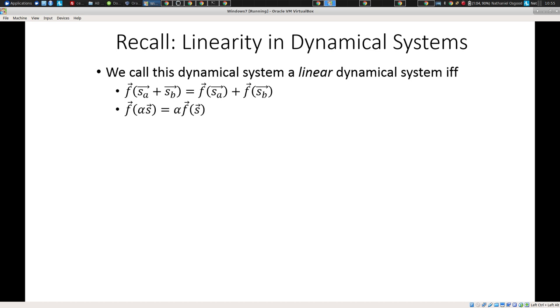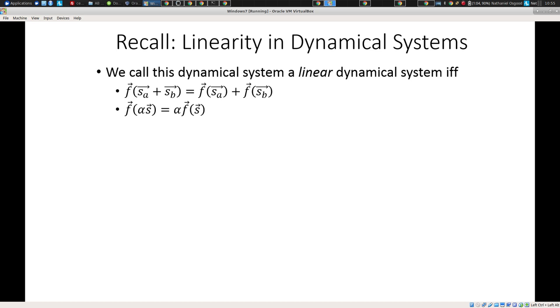So a linear system is a very strong assumption here: if you have a state that is composed of many pieces, and we consider the response of the system to that state as a whole, it's exactly equal to the sum of the responses of the system to each of those pieces, right? There's sort of this interchange.